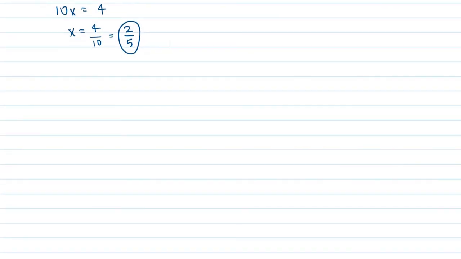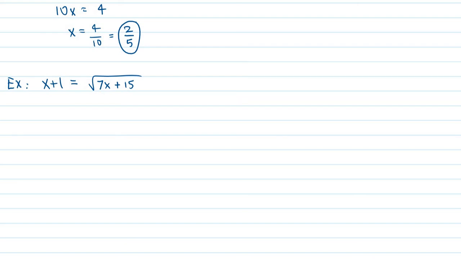What if we have variables on both sides? So say, for example, we have x plus 1 equals the square root of 7x plus 15. Now, in this case, the radical is totally isolated, so we're going to go ahead and square both sides.